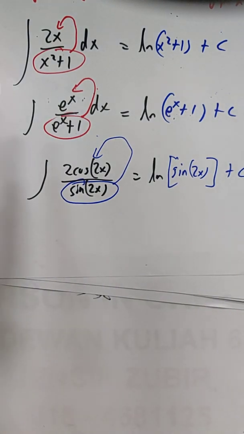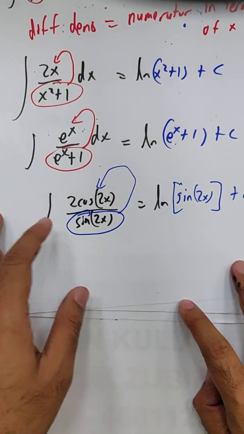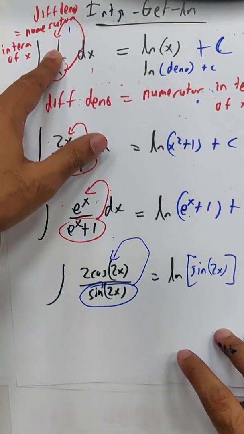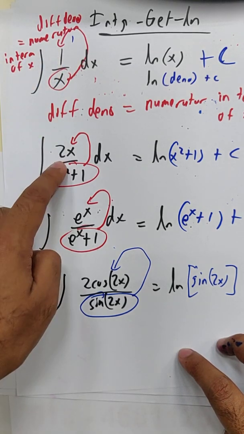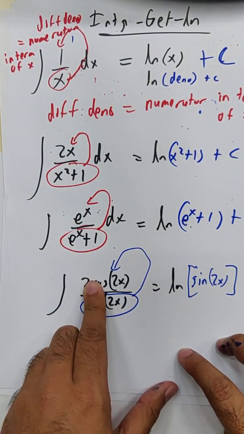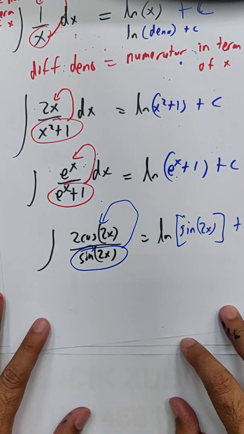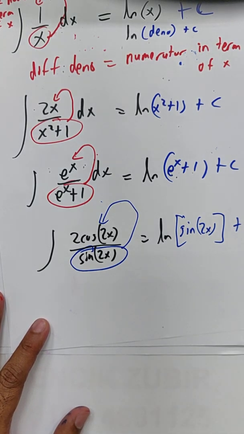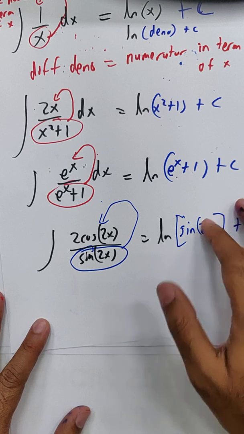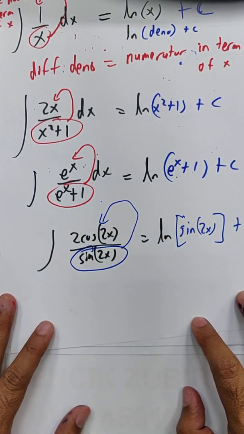People outside might be telling you you only get ln when the upper one is 1. But I've shown you here 1, 2x, and e^x, and even 3 as your numerator, you still get ln. People outside might tell you they said you only get ln when up here is 1. You say to them wrong. You get ln when you differentiate the denominator, you get the numerator in terms of x.